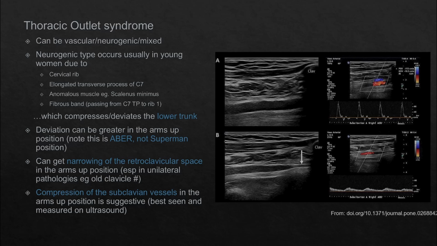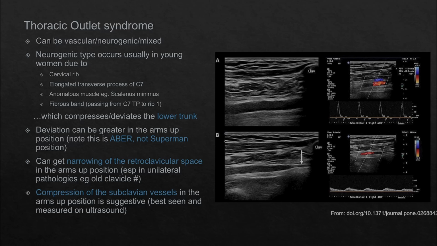In cases with a vascular component, you can also get compression of the subclavian vessels in the arms up position, and this is best seen and measured on ultrasound, as you can see on this case that I've taken from the literature. The top two images depict the ultrasound done in the arms down position, and as you can see, the subclavian artery shows normal arterial flow.